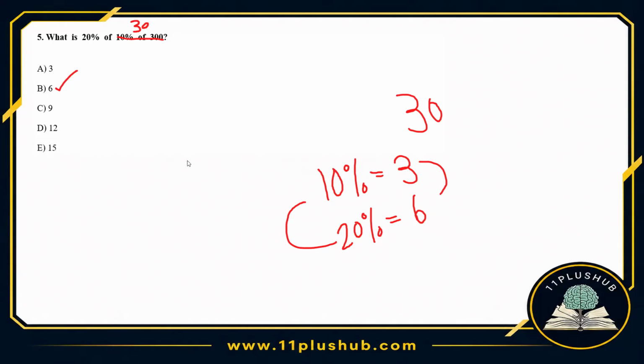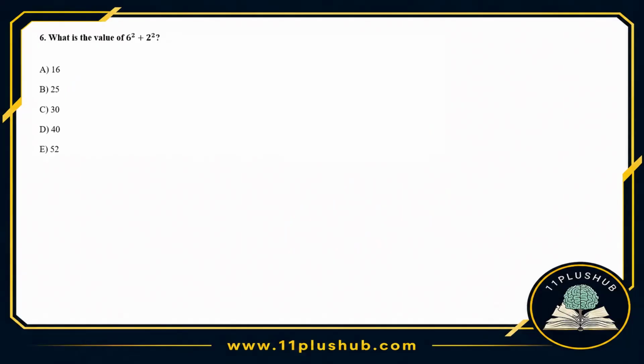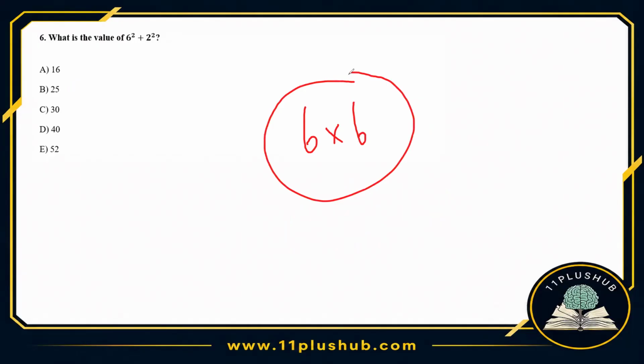Okay, number 6. What is the value of 6 squared plus 2 squared? Okay, so what does it mean? What does 6 squared mean? Well, 6 squared means 6 multiplied by itself. So we've got 2 lots of 6s, hence the small floating 2 there. Okay, so 6 squared is 6 times 6, which is the same as saying 36.